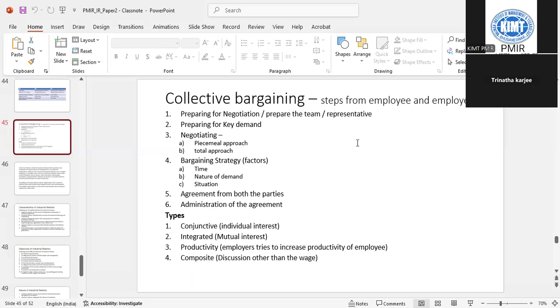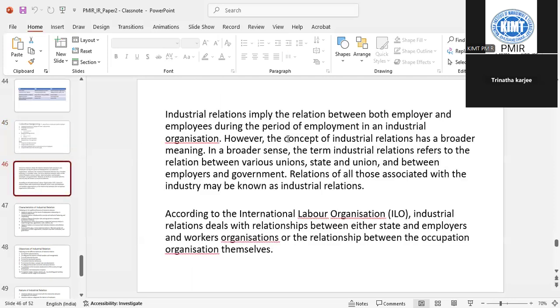And when the relationship between all of them is good, then a lot of things in the industry will be smooth. The productivity and the profitability of the industry will be good. Those things we are discussing in the coming slides. Industrial relations is simply the relation between employer and employee. When the appointment happens, when people join the organization, from the starting there is a relationship between the employer and employee.